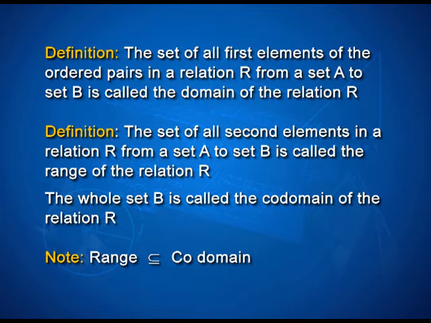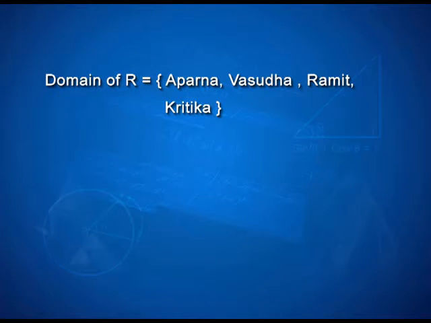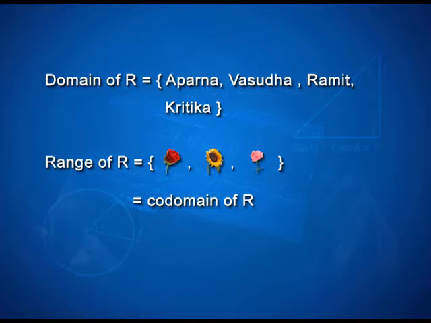So, keep these two definitions in mind, and we will be referring to and using these again and again. Also note that range and codomain are not always equal, but range is always a subset of codomain. So, in the previous example, the domain of the relation R is nothing but Aparna, Vasudha, Ramit, Kritika, all enclosed in a set. The range of R in this case would consist of the flowers that we referred to, and is also the same as the codomain of the relation R.